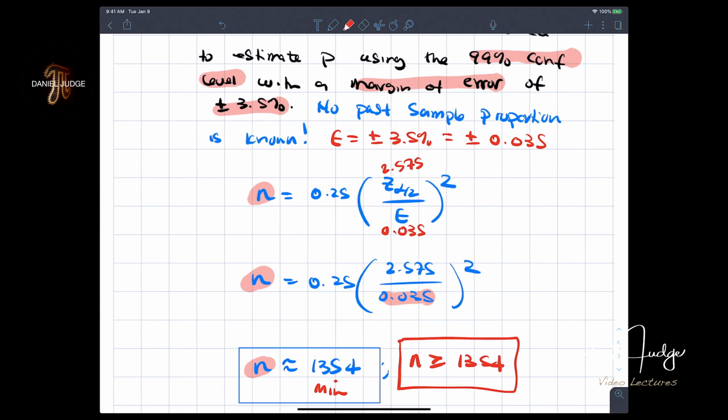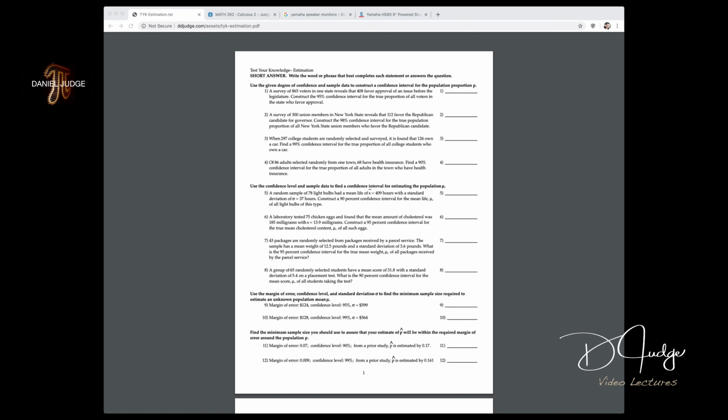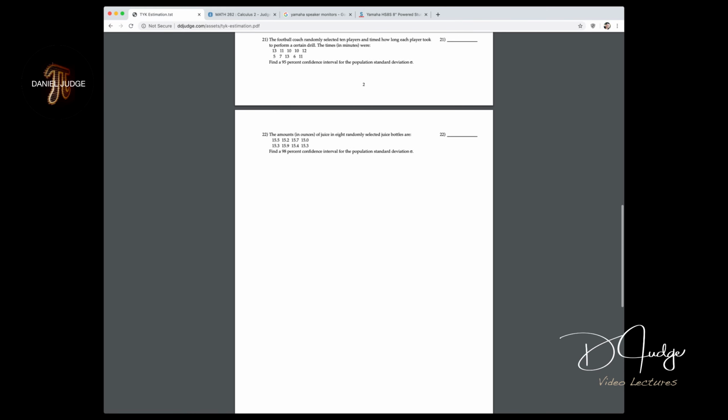So if you go back to the worksheet here, estimation here, right? We're going to say, okay, we're at TI. Where are we? We're going to go to the browser. So this worksheet, Statistics Lecture 13, titled Estimation, I have about 22 questions.